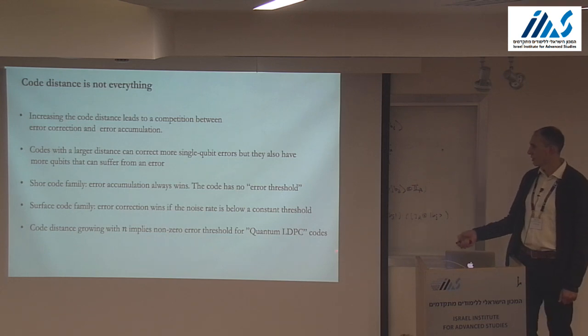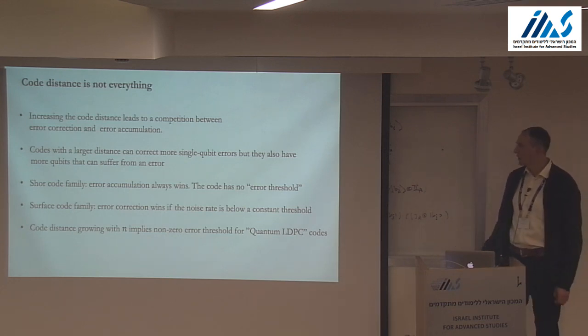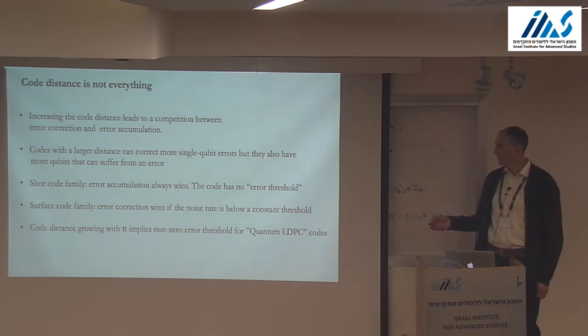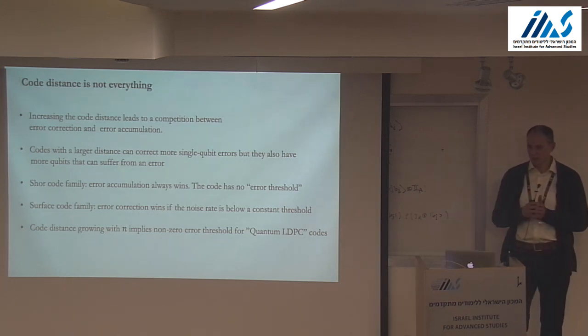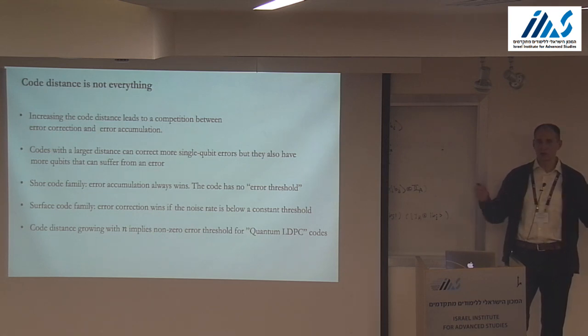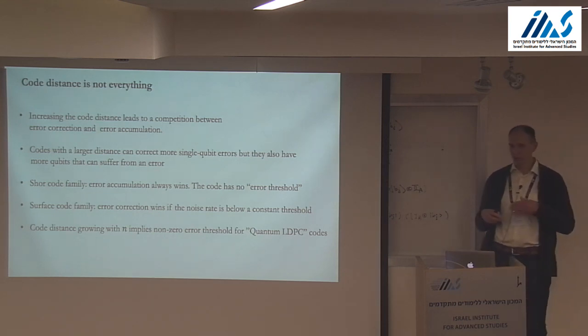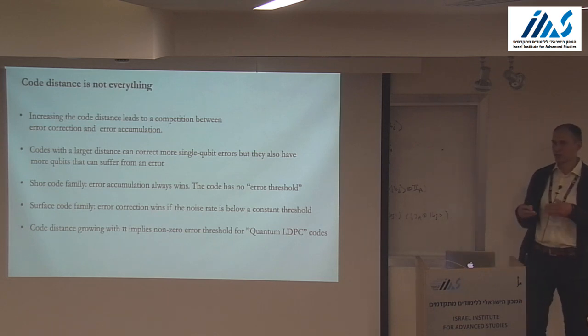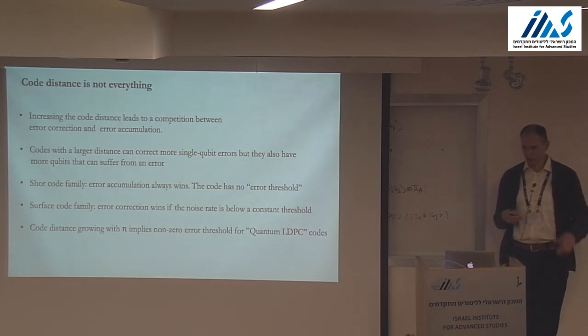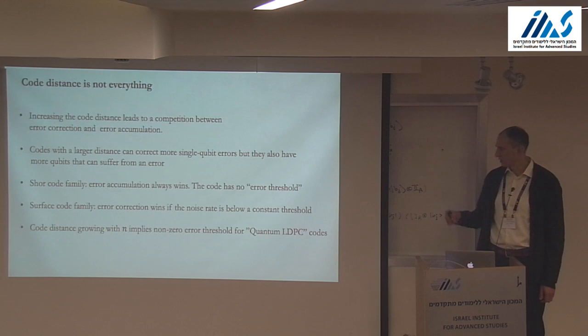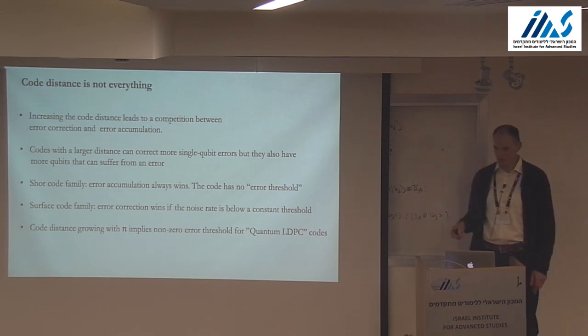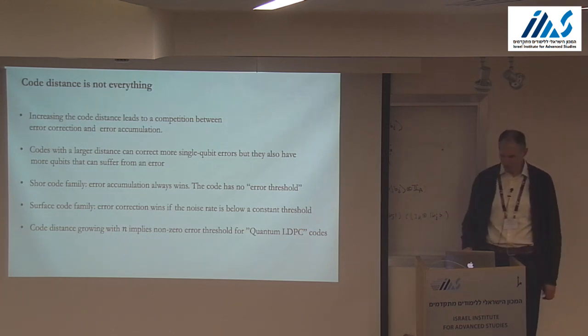there are certain codes known as quantum LDPC codes, and they have a nice property that if you can show that the code family has growing code distance, this automatically implies that it has non-zero error threshold. And again, I will try to tell about this later, if time permits.